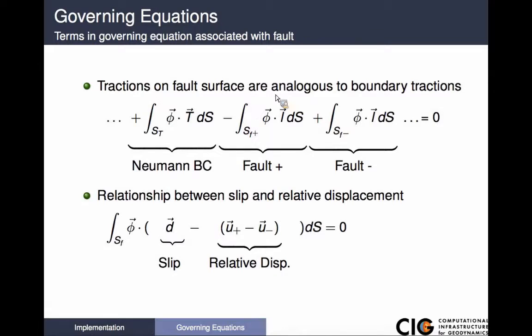Yesterday I showed how, in terms of the fault implementation, in terms of the tractions and balance of stresses, much like we have for the Neumann boundary condition, on the positive side of the fault we have essentially a negative Lagrange multiplier traction, and on the negative side of the fault we have a traction equal to the Lagrange multiplier. Then we have our constraint relationship with the slip minus relative displacement equaling 0.